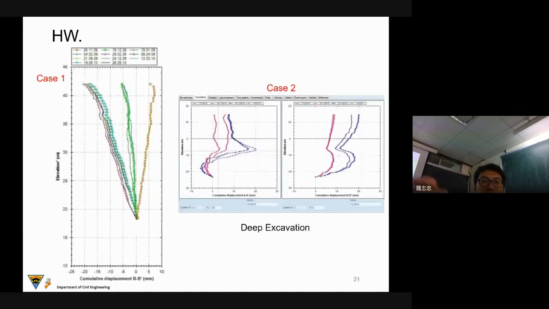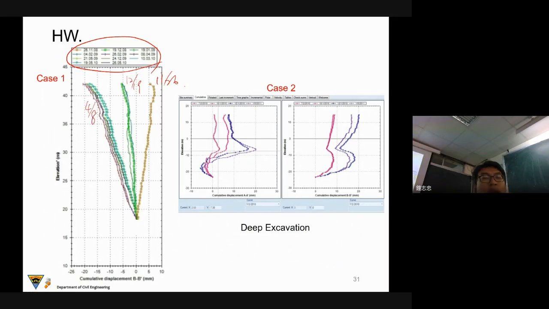So I would like to say, we have three cases of the inclinometer. The first one, here you can find with different dates. This is 11/26, and this one will be 11/26. You have different dates of the measurement, but you can find this is not a trend, it is a random change.